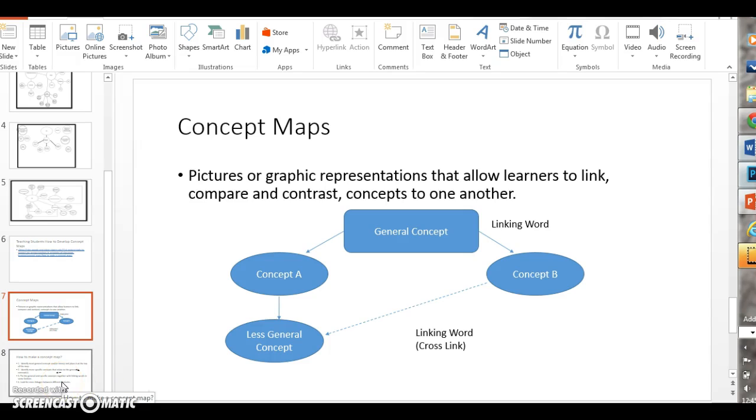In my tutorial for concept mapping, I did present users with how to develop a concept map of their own by modeling one for them based off of the article that I had discussed before, which used concept mapping in higher education.